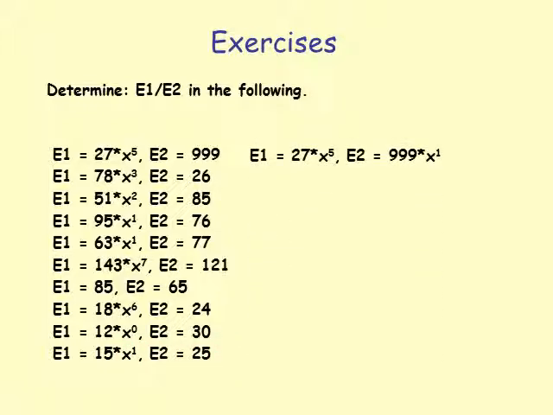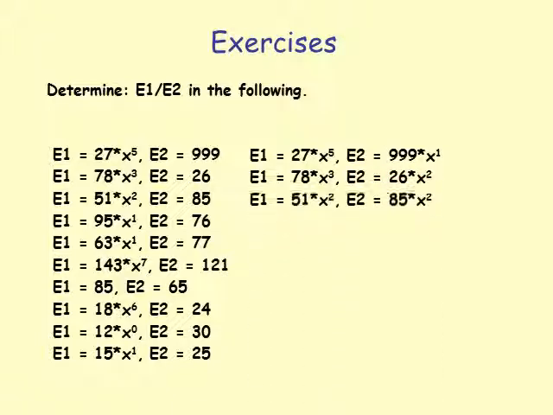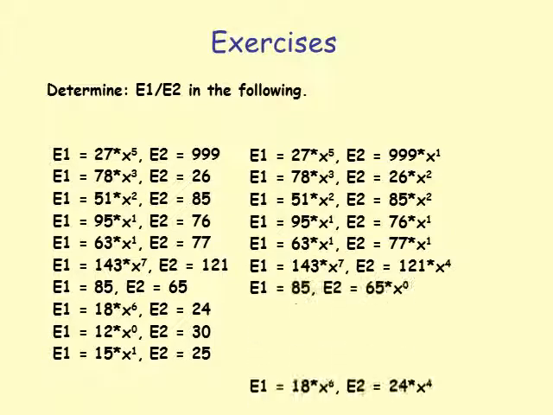Let's continue. E1 is 27 times x to the 5th power and E2 is 999x. E1 is 78 times x cubed and E2 is 26 times x squared. E1 is 51x squared and E2 is 85x squared, and some more examples.